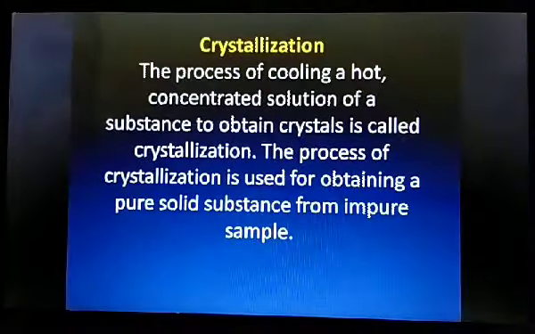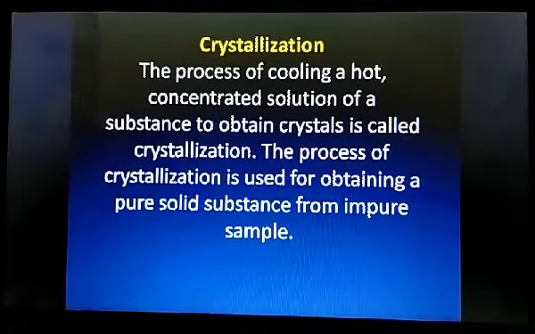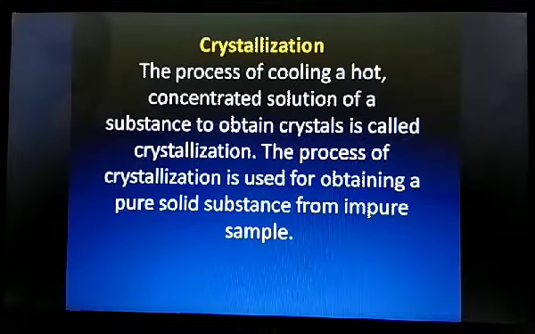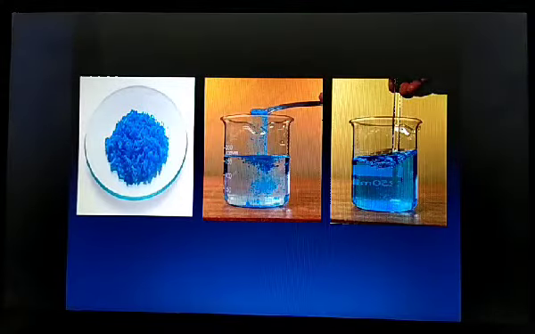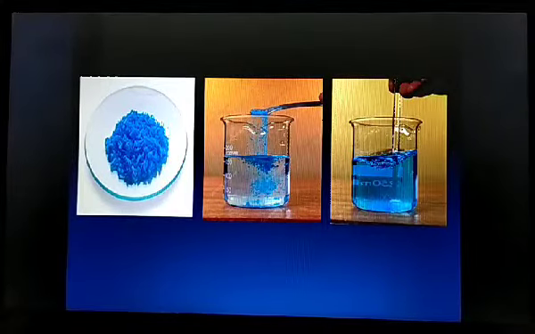So, let's see what is crystallization. As per definition, the process of cooling a hot concentrated solution of a substance to obtain crystals is called crystallization. And the process of crystallization is used for obtaining a pure solid substance from an impure sample. This is a process used to separate out pure salts from impure salts. For this, we need this impure salt.